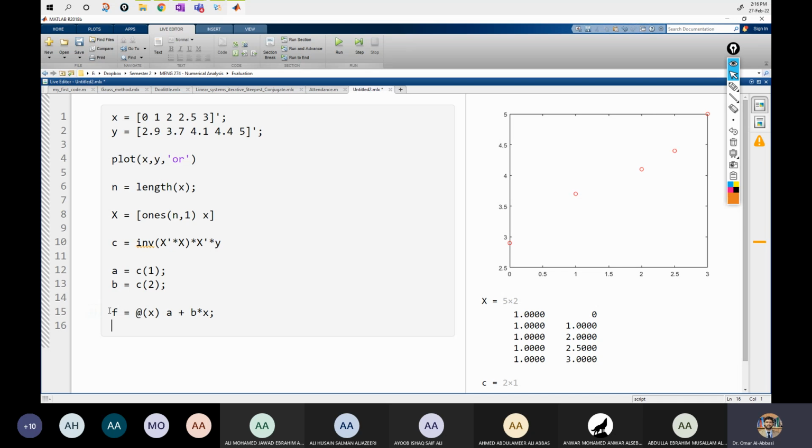So we defined now, we found the coefficients A and B that minimize the error, okay? That minimizes the error. All right?